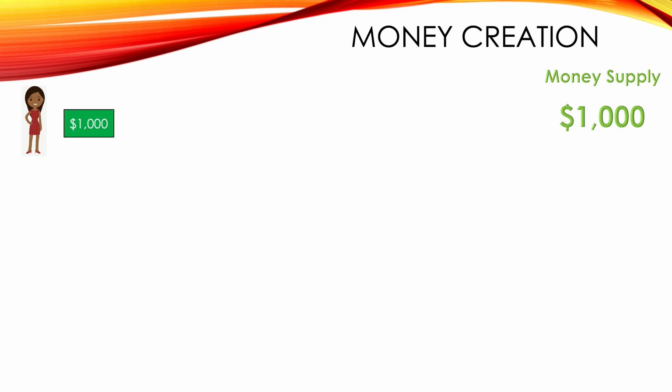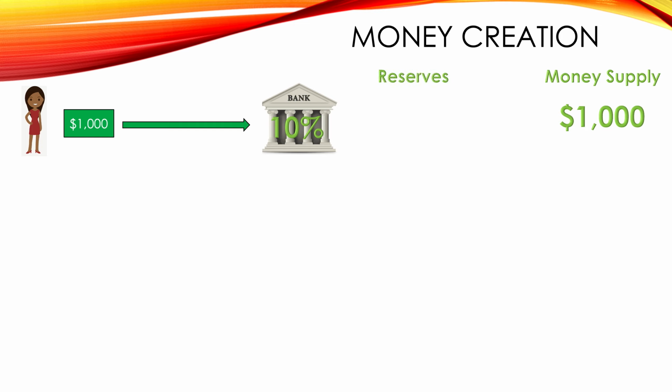So let's imagine she puts it into her checking account and the reserve requirement is 10%. What that means is the bank has to hold on to some of it in reserves. How much? $100. That's 10% of 1,000. But the bank is then free to lend out the remaining $900. So let's say that the bank does this because, again, they want to earn interest. So they're going to lend money out to this guy.